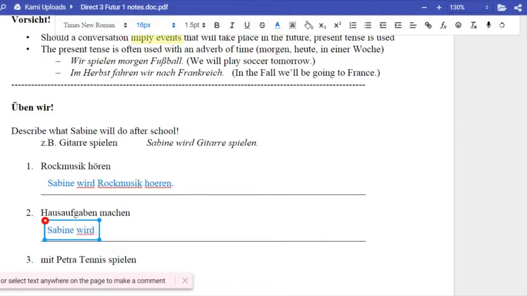Now, in English, the infinitive comes right after. She will do. But in German, it doesn't go there. It goes at the end. So Hausaufgaben will be my next word, along with machen at the end. Notice how I capitalized Hausaufgaben because that's a noun. Nouns are capitalized in German, just like Rockmusik, and that's important to remember.